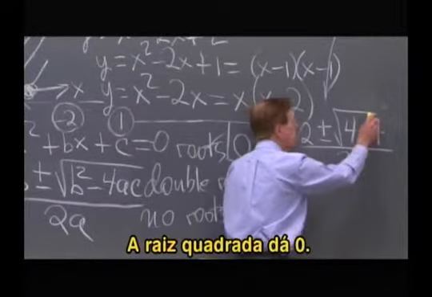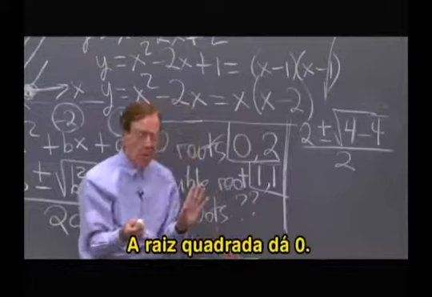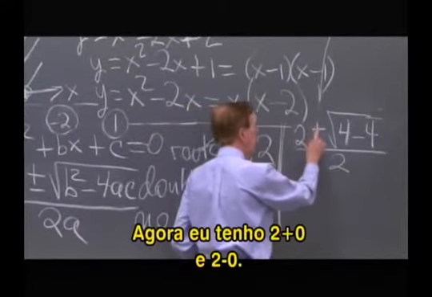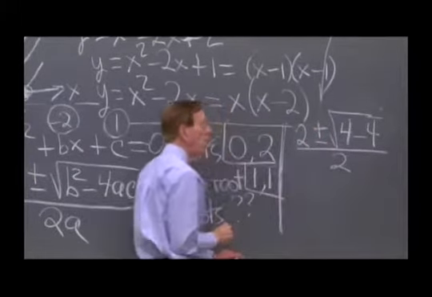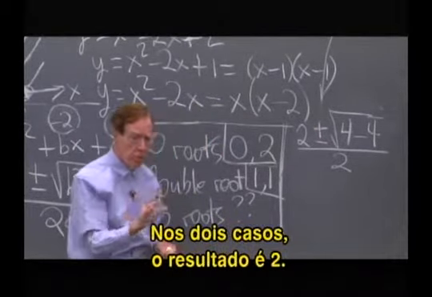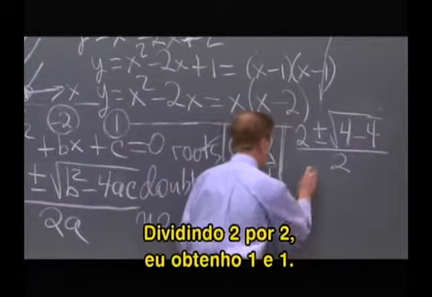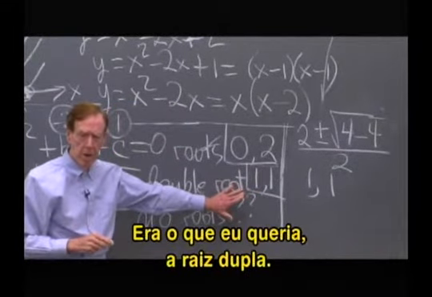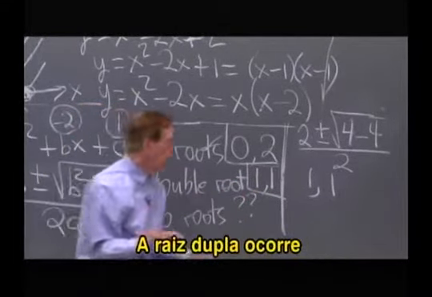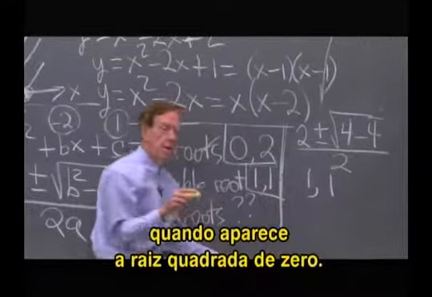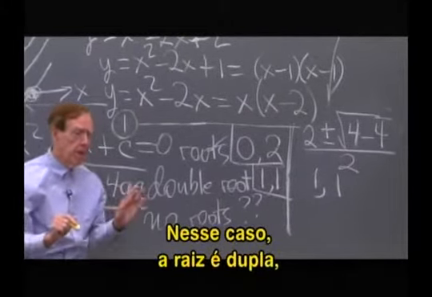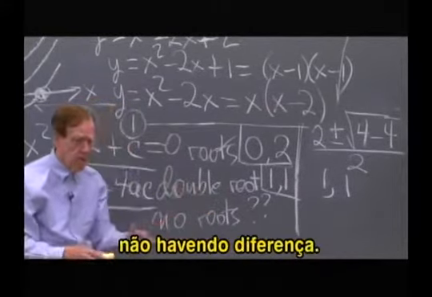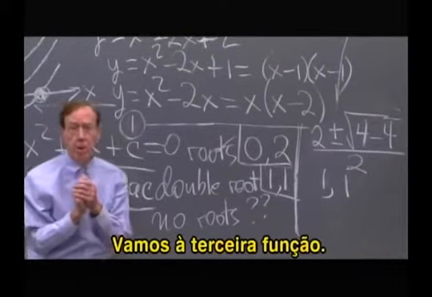And what do I have here? This square root is 0. 4 minus 4, that's a very special case. So now I have 2 plus 0 and 2 minus 0. 2 both ways. And then I divide by the 2, so I got 1 twice. Just what I wanted. The double root. The double root happens when this square root is a 0. That's when you get the double root, because then the plus and the minus are both plus 0 and minus 0, no difference.